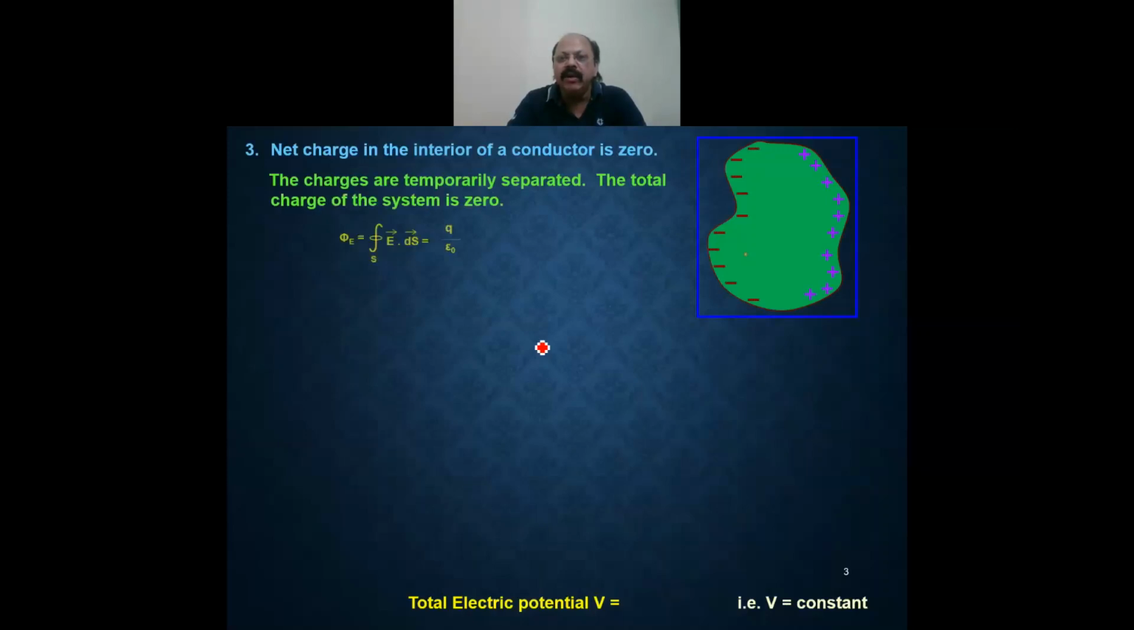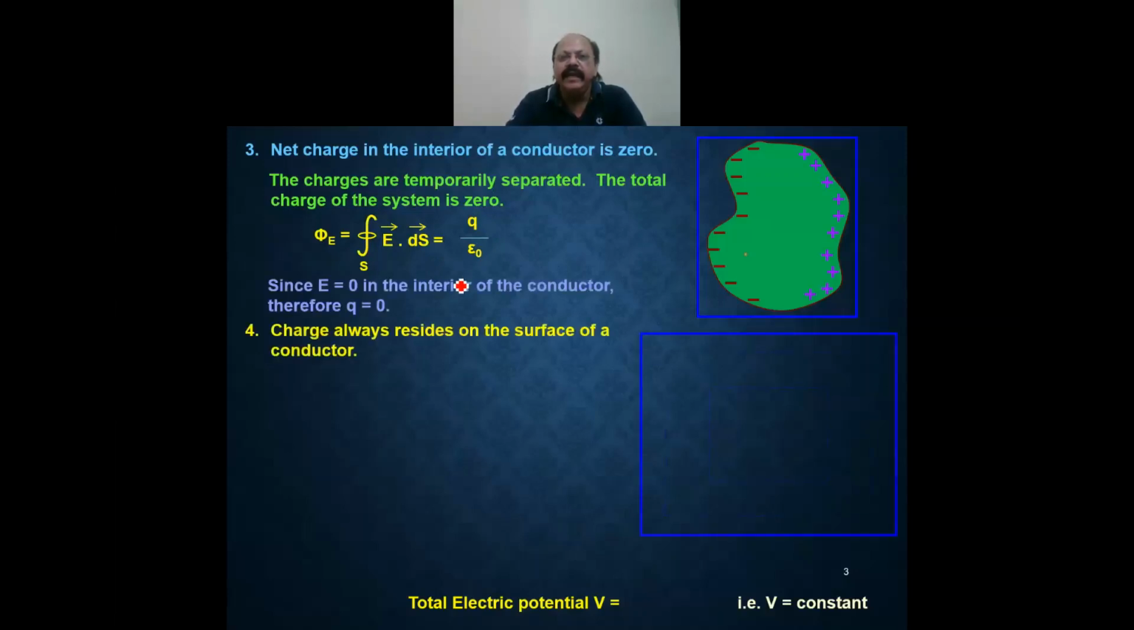So how is it 0, how can you say that? You know the formula of the flux, phi equals closed integral E dot dS equals q upon epsilon naught. Since E equals 0, this factor is 0, then q upon epsilon naught is 0, then q equals 0. So that's why we say that inside a conductor the net electric charge is 0.